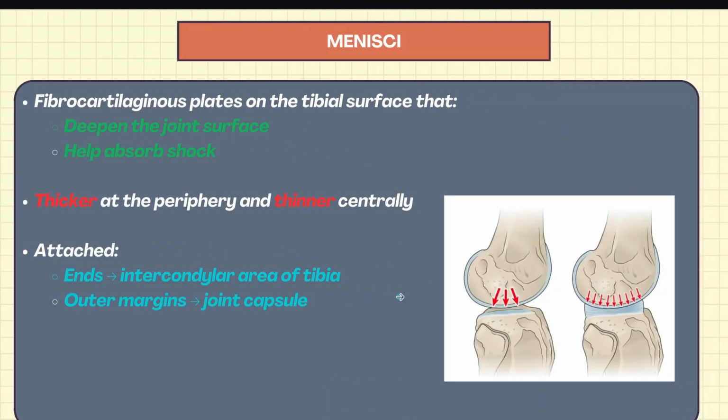Now that we mentioned the cruciate ligaments, we're going to talk about the menisci. The menisci are a fibrocartilage plate on the tibial surface, as you can see here. They help deepen the joint surface and help absorb shock. They're thicker at the periphery and thinner centrally. So basically on the sides you can see they look thick, however, if you look at them in the center and the middle, it's going to be thinner.